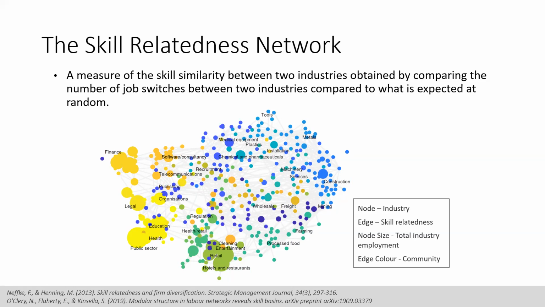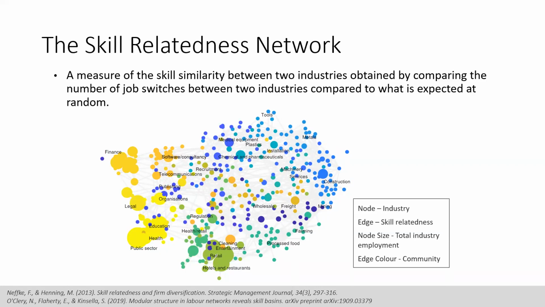So this is a measure of the skill similarity between two industries. So the amount of skill overlap or knowledge overlap. And it is quantified by comparing the number of job switches between these two industries to what is expected at random. So for example, comparing it to a configuration model.